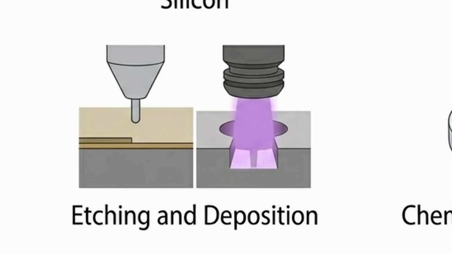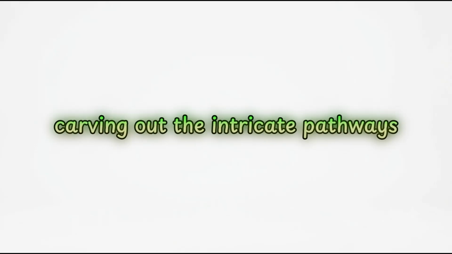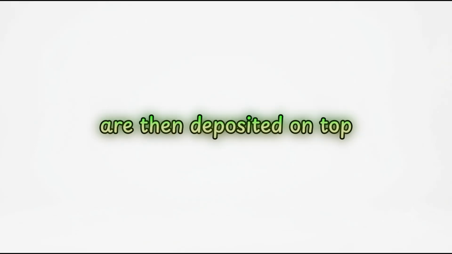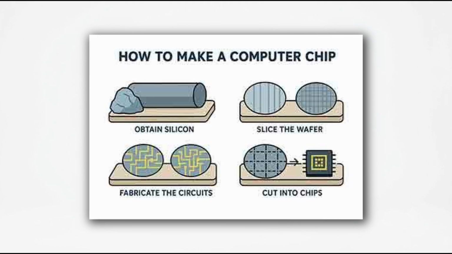Etching and deposition. Next, unwanted material is chemically etched away, carving out the intricate pathways designed during photolithography. New layers of material are then deposited on top, building the chip upward in a repeating cycle of etching and layering. Modern processors can have dozens of these layers, stacked with a level of accuracy that rivals architecture on a nanometer scale.